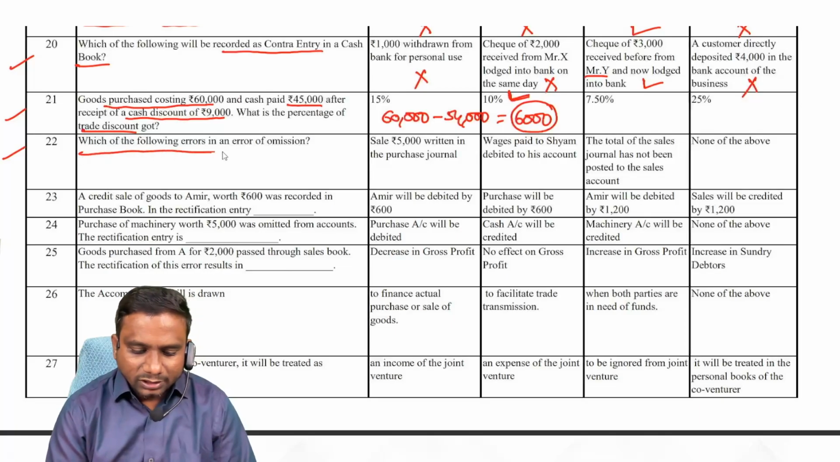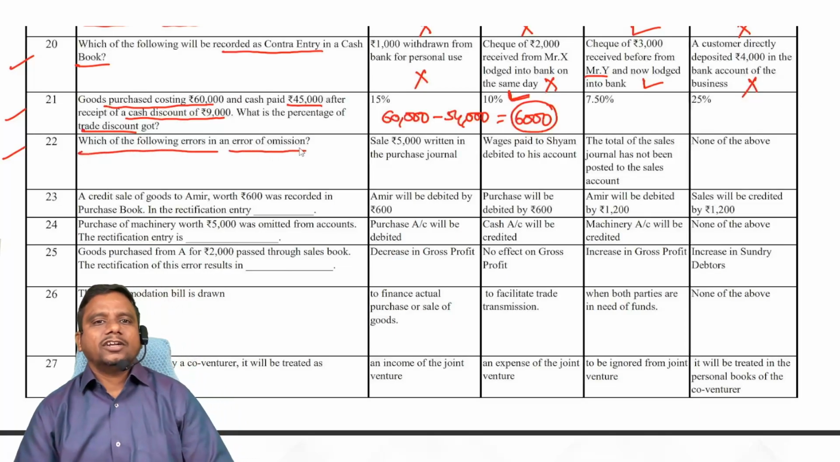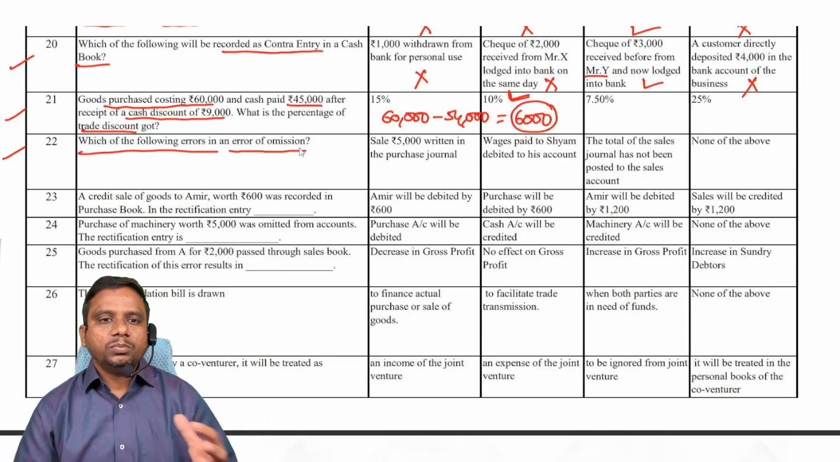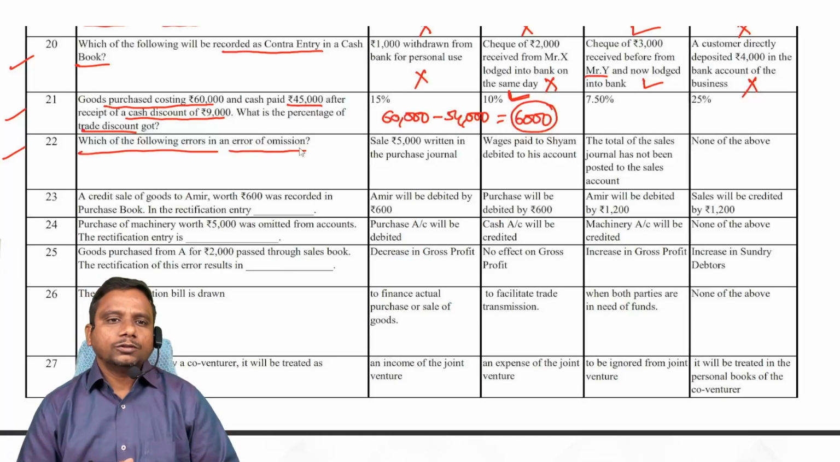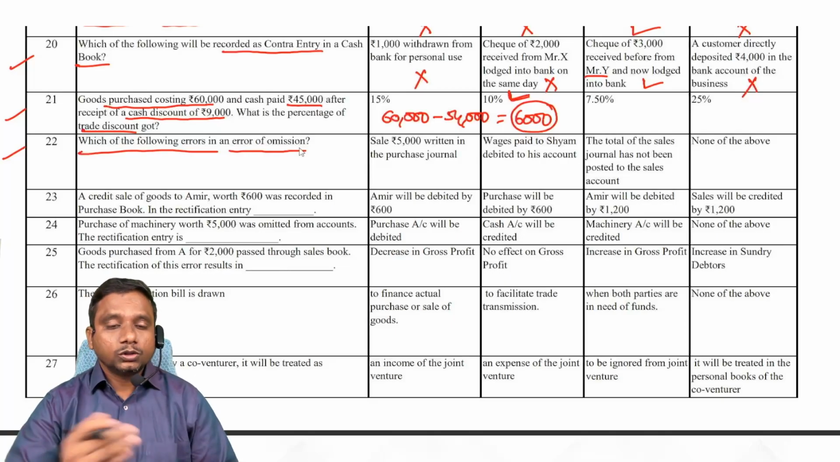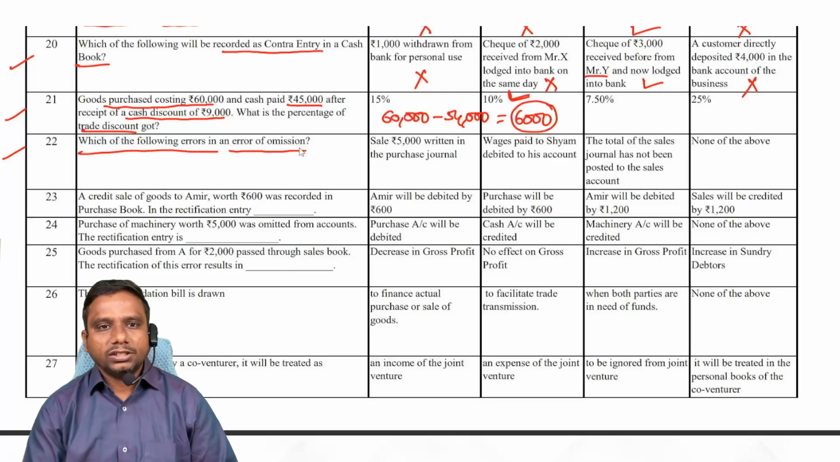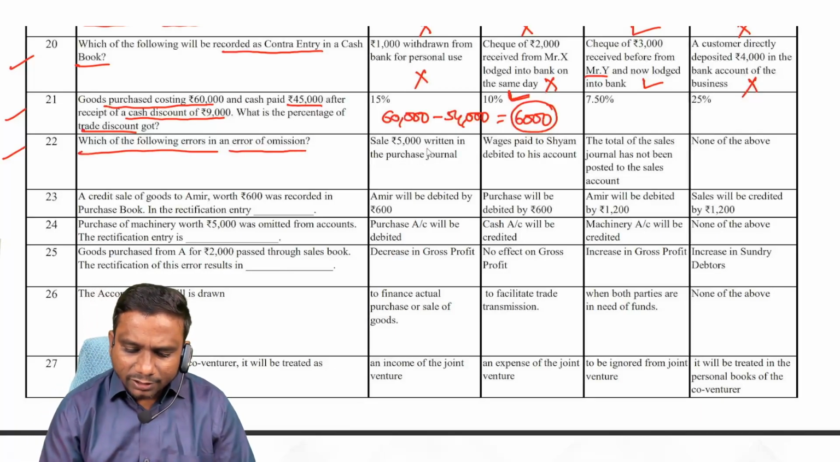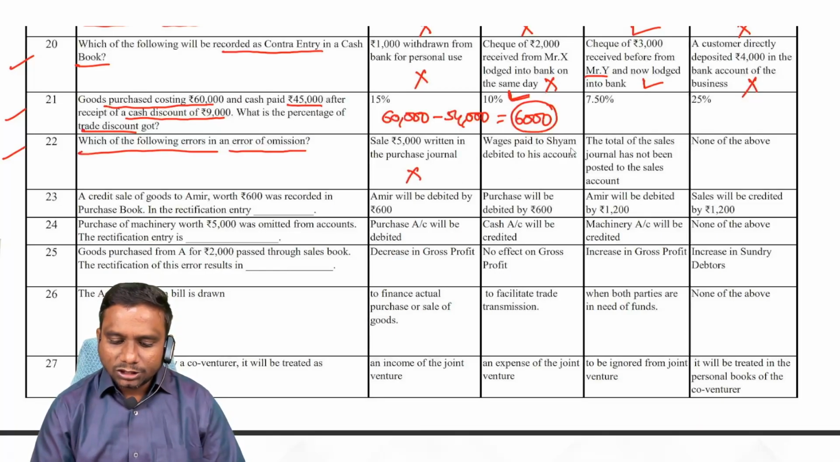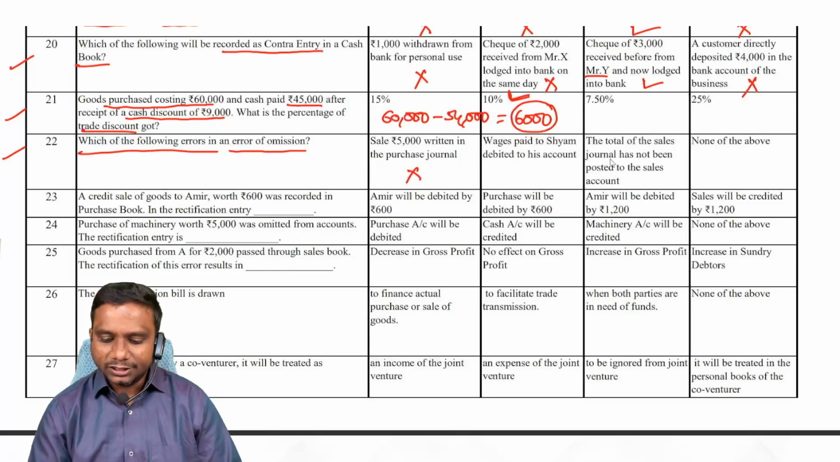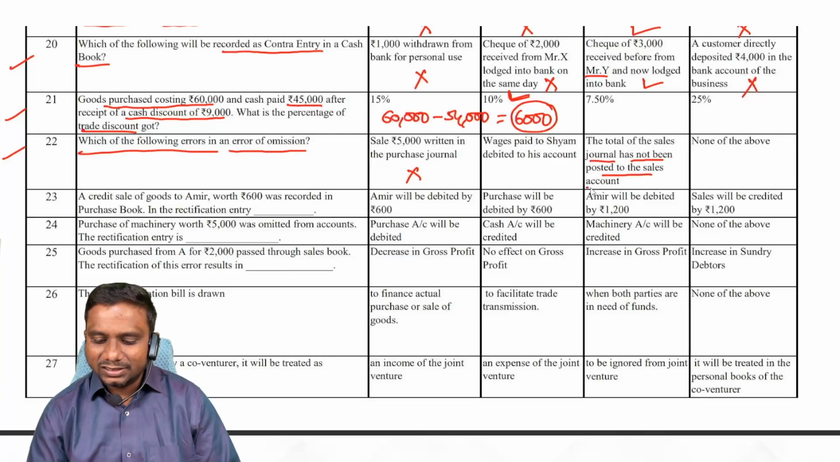22nd. Which of the following errors is an error of omission? Error of omission may be complete omission, where we completely forgot to record the transaction, or sometimes we forget to post from subsidiary books to the ledger. So these are considered as errors of omission. Partial omission, complete omission. Sale 5,000 written in the purchase journal. It is already written, na? Yes. Wages paid to Sham debited to his account is posted. The total of sales journal has not been posted to the sales account. Yes. It is partial omission, students.